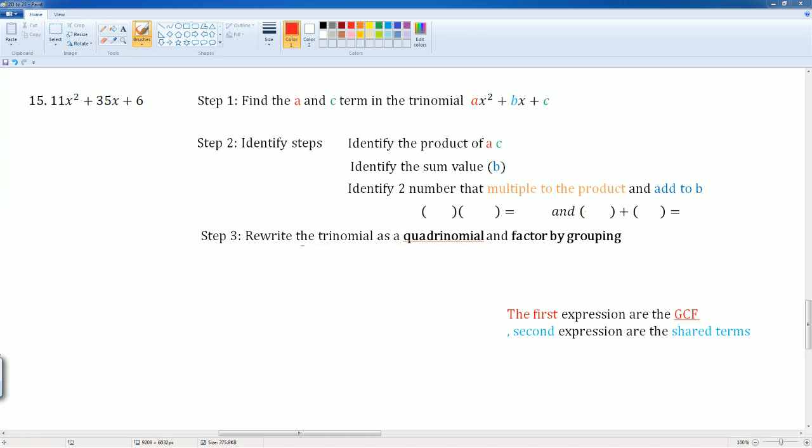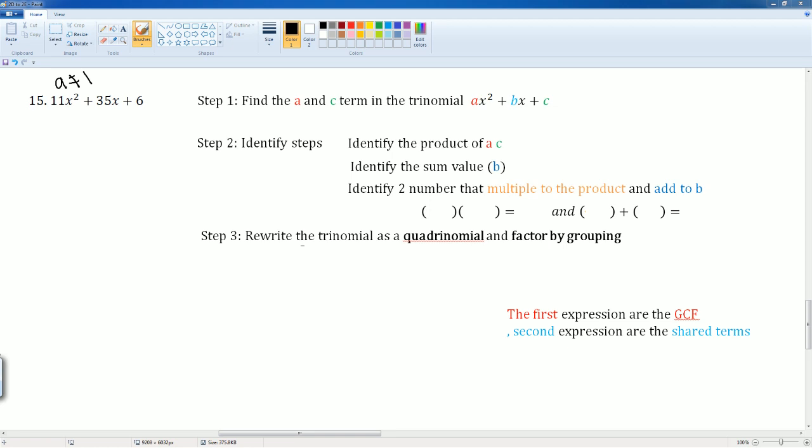Welcome to the homework solution tutorial on 2D to 2E. This is on question 15. Notice when we look at question 15, looking at this trinomial, a isn't equal to 1. Since a isn't equal to 1, we have to rewrite the trinomial as a quadrinomial, which is 4 terms, and we can factor it by grouping. These are the steps that get us there. Make sure you know the steps prior to going to the exam.